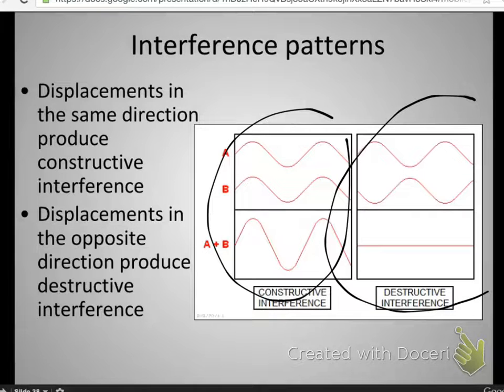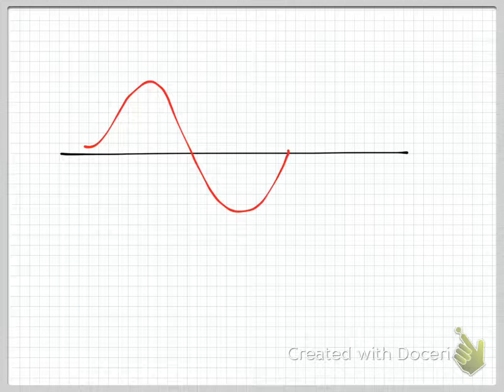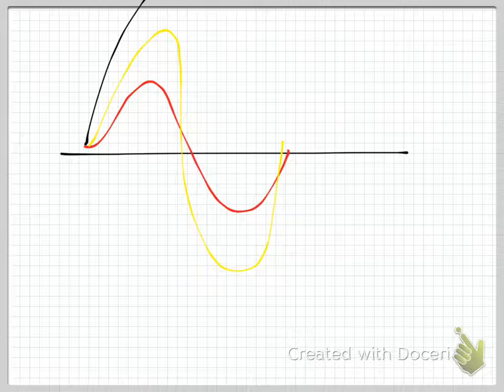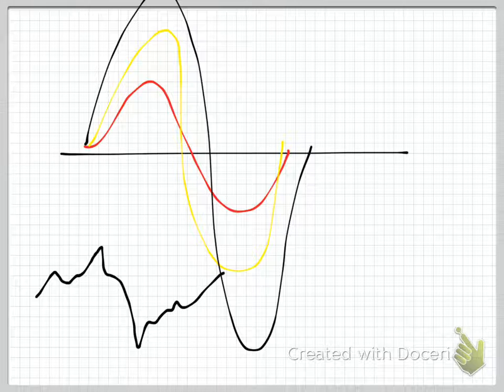That's really it. And we looked a little bit at how we can actually do this on a graph just by adding up the displacements to get a resultant wave. They really don't usually end up giving you total constructive or total destructive. We usually end up with waves that aren't quite lined up that give us really funky stuff like that. Okay, so that's the basics there.